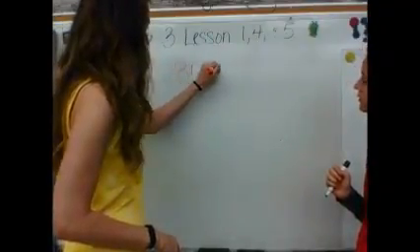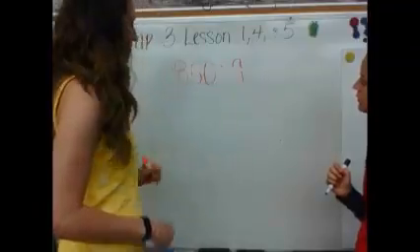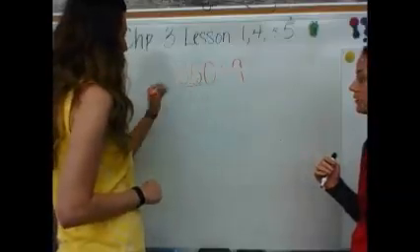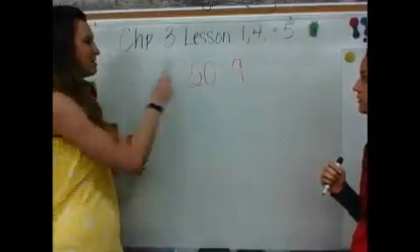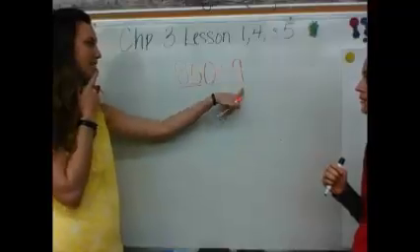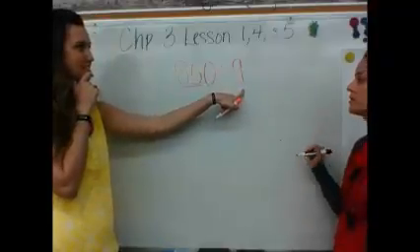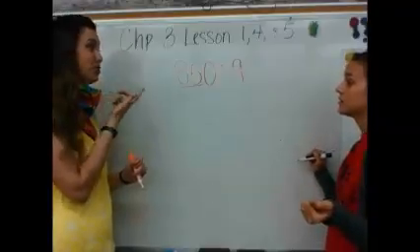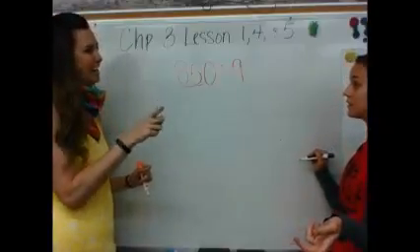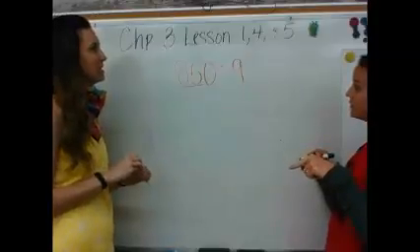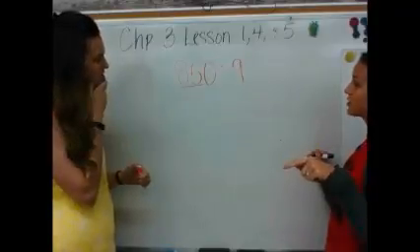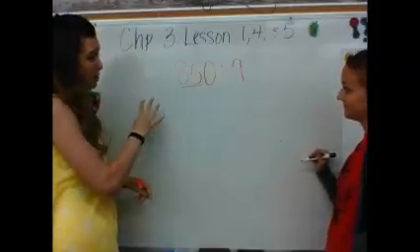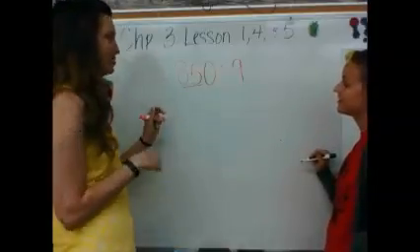850 divided by 9. Okay, so she said to cover up this last digit, which is a 0. So really, I'm just looking at 85. Well, if I think of my 9s, 9 times 6, that's pretty far. 54. 9 times 8, 72. 9 times 9? Ooh, 81. 9 times 10? That's 90. Which one's closer, 90 or 81? Well, 81 is because it's only 4 away versus the 90, which is 5 away. It's really close, though.